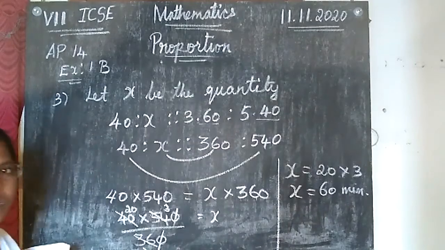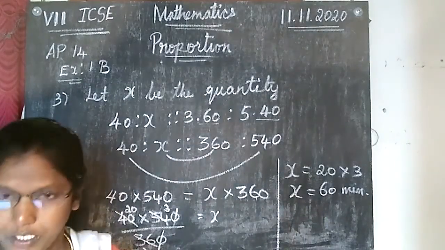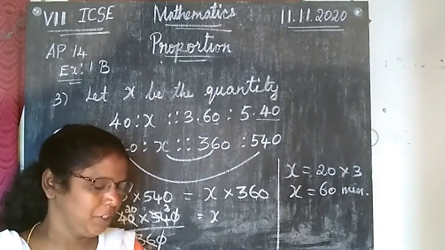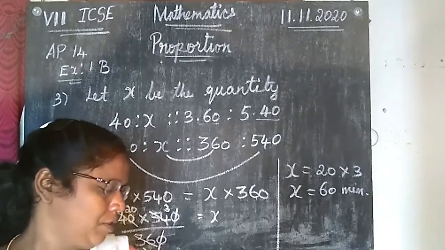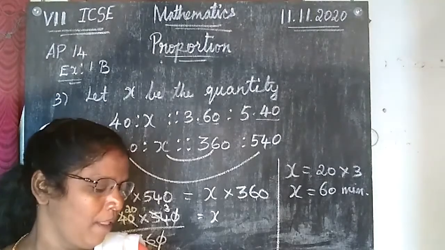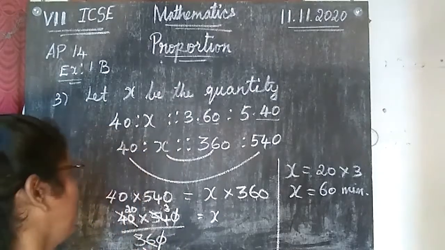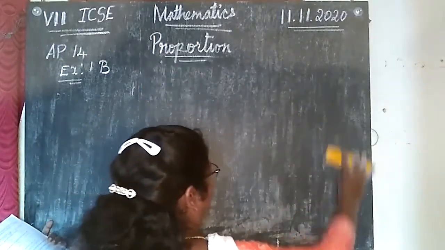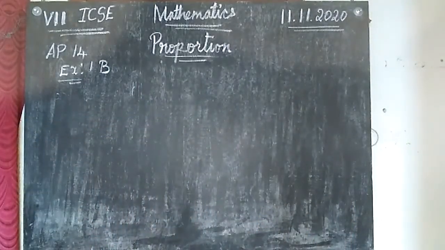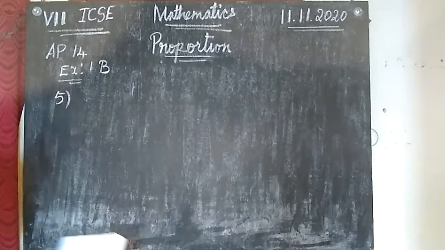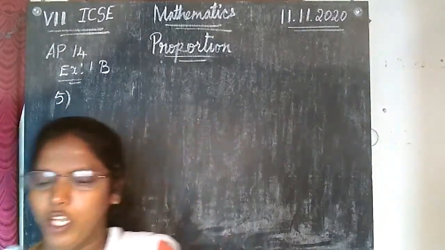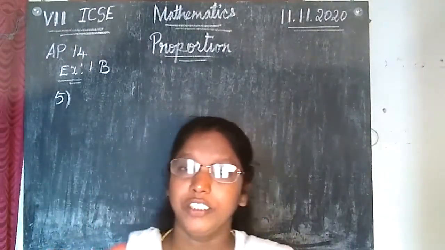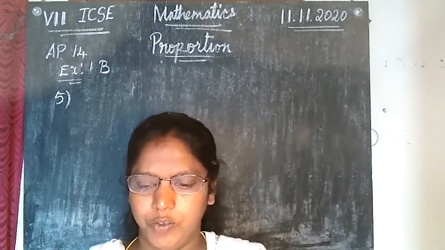x is equal to 60 minutes. Understood? Okay. Now fourth one you try as homework. You can do it. It's very easy. Okay, fifth one. Now we are moving on to the fifth one. Children, fourth one you can do it. Try as homework.